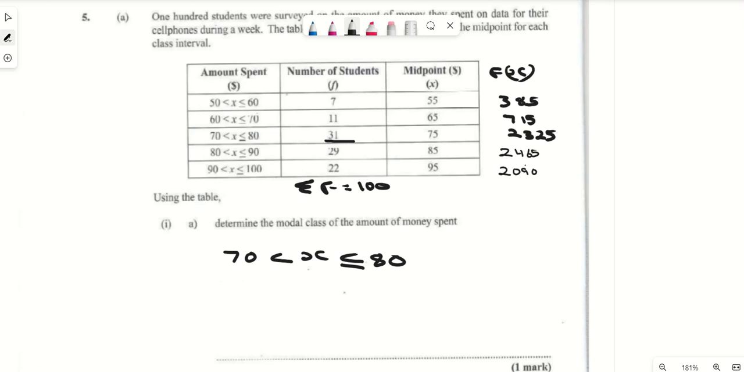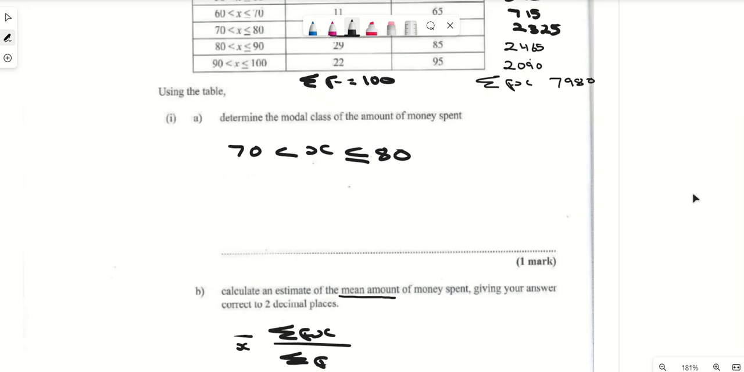So these are all my f of x values, and we know that the summation of f of x means we're adding up all our f of x values. When we add all of this up, that means 385 plus 715 plus 2,325 plus 2,465 plus 2,090, you're going to get 7,980. So when you add all of this up, you're going to get this, and then when you add up all of f, you're going to get 100.